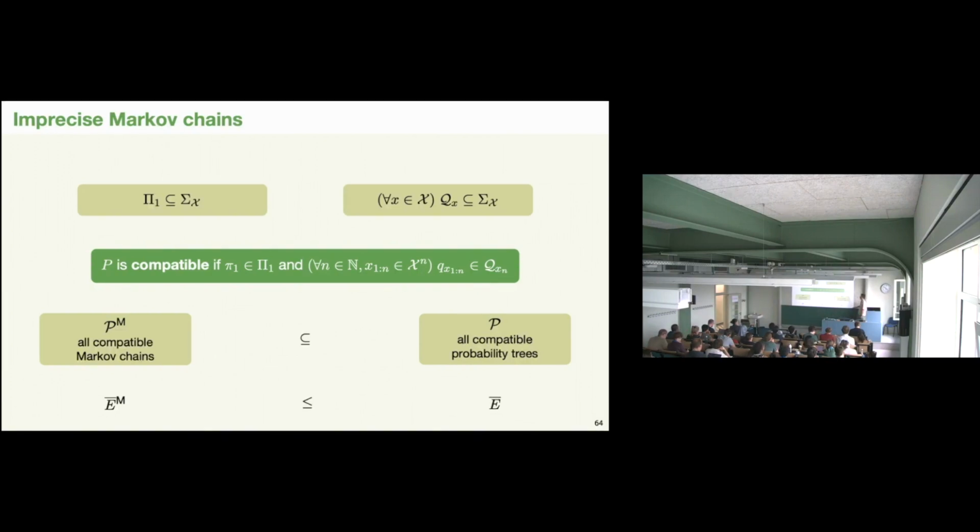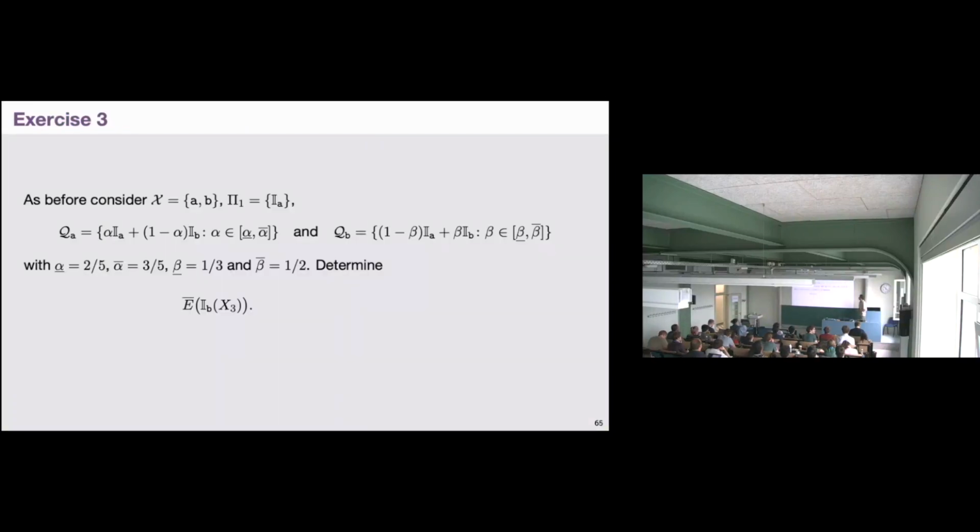The question now is, of course, the optimization problem that I need to solve to compute upper expectations: is it more difficult, easier, the same? Who knows? You will know in a minute. So we're going to look at this with the same exercise as before. Again, we have the binary state space, the same data, the same bounds, and I'm asking you to compute the upper expectation of this function of the state at time 3, or the upper probability, of going from A in time 1 to B in time 3.